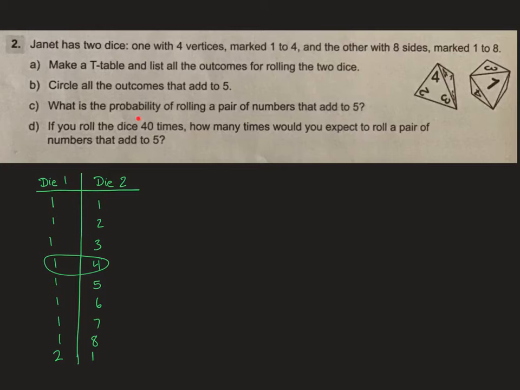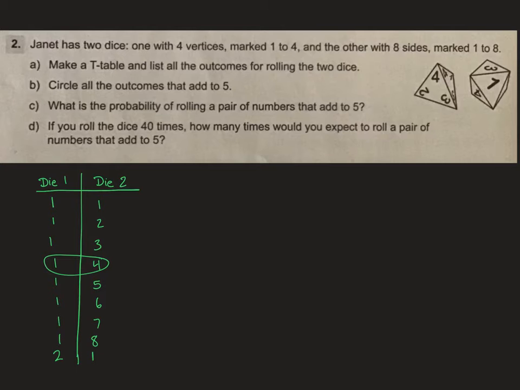Part C asks what's the probability of rolling a pair of numbers that add to 5. So basically, how many outcomes did you circle out of the total number of outcomes? And D, if you roll the die 40 times, how many times would you expect to roll a pair of numbers that add up to 5? So you've got your theoretical probability from question C, and then what is that fraction of 40 for your expected number?